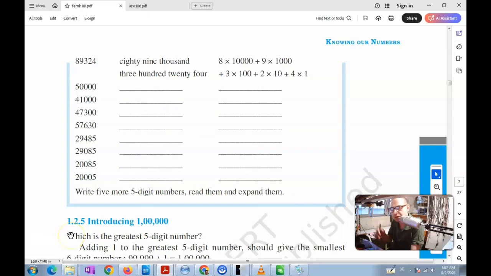And then the rest you can write down. I mean, you can solve them if you want to, of course. So that's basically all about expanding your numbers, and I will see you in the next video.